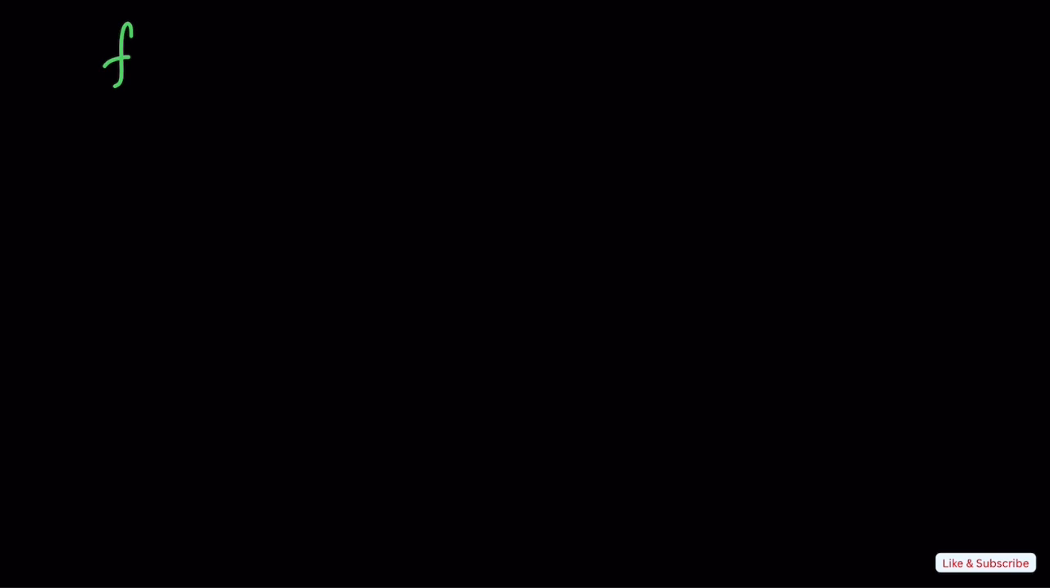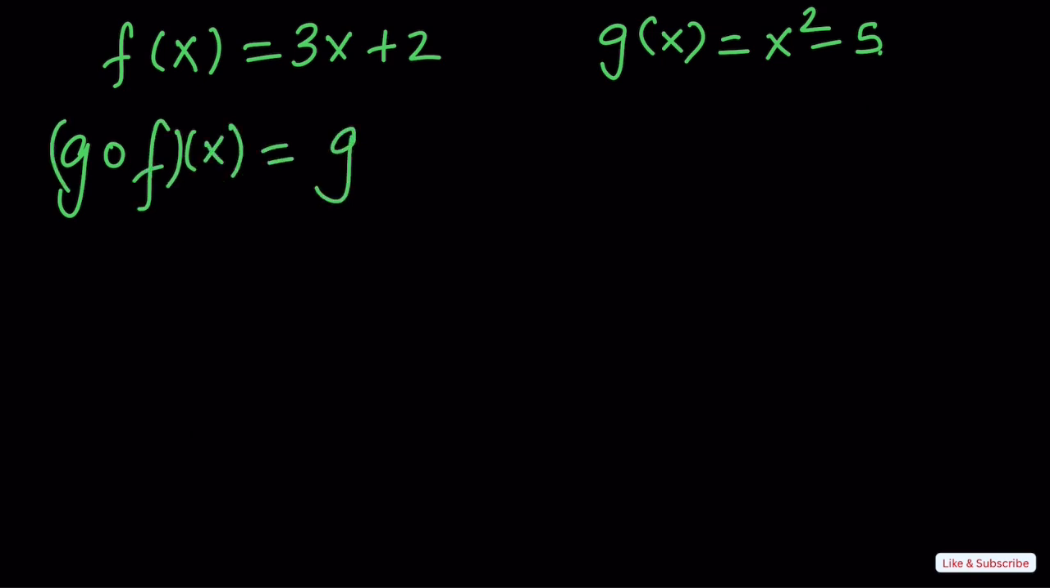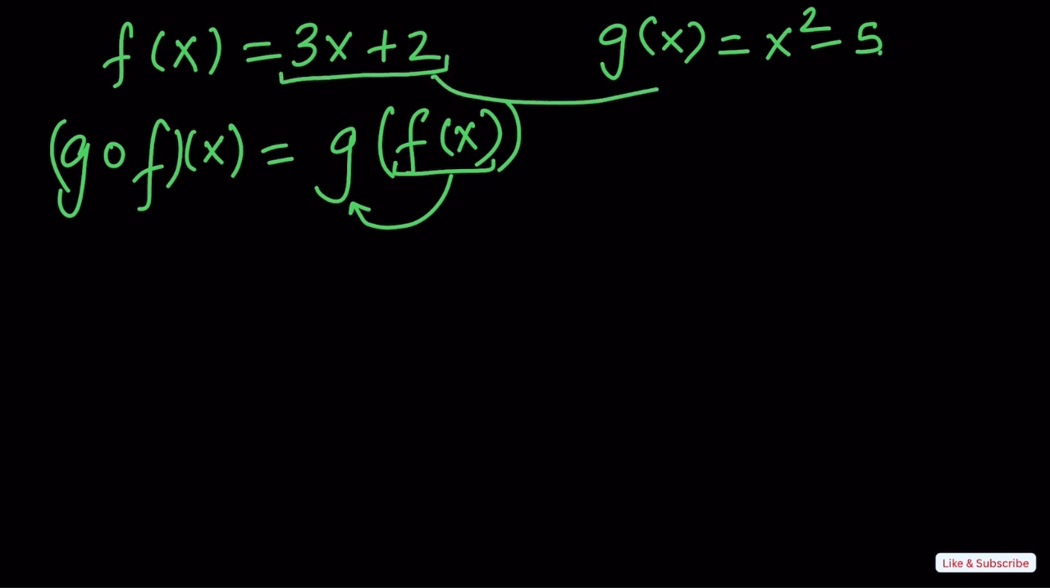So we have the function f of x which is equal to 3x plus 2, and the function g of x is x squared minus 5. Now this time we need to find g of f of x. Now g of f of x can be written as g of f of x. Now try to understand. We're going to plug in f of x in g. That means we're going to plug in this value of f of x inside the function g. So in place of x, I'm going to write 3x plus 2. That gives me (3x plus 2) whole squared minus 5.